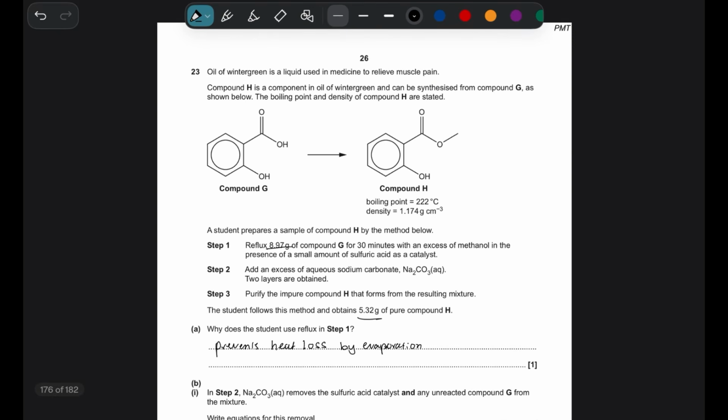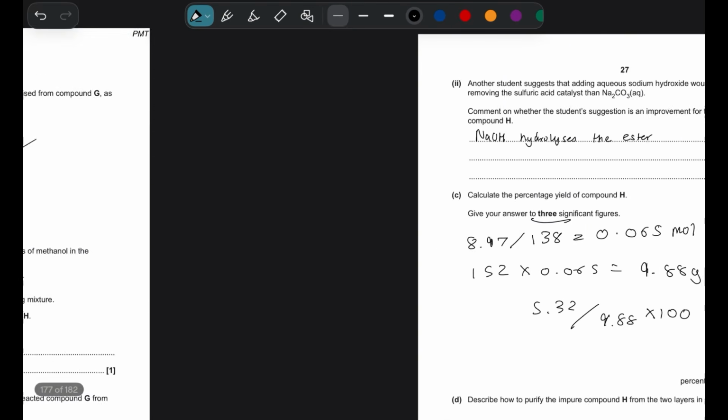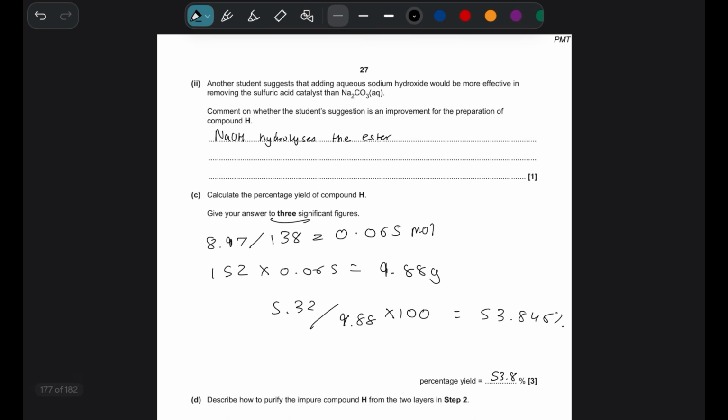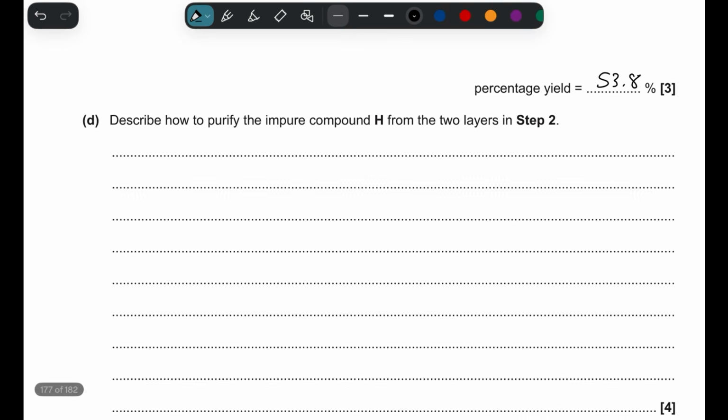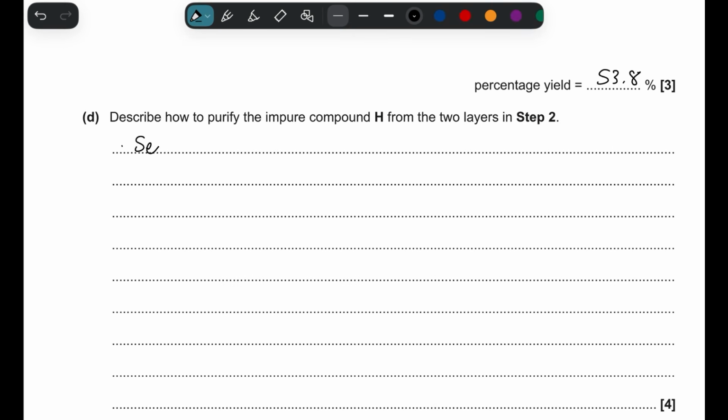So just looking at step 2, so yeah, 2 layers are obtained. Now, what we really need to know is just what's going on here. So we've got 2 liquids, and the way that we're going to separate them is redistillation. That's just something that you need to know. Cool. So in terms of the kind of method, we need a separating funnel. So separating funnel. And then you need to identify, is our organic layer going to be on the top or the bottom? That's what we want.